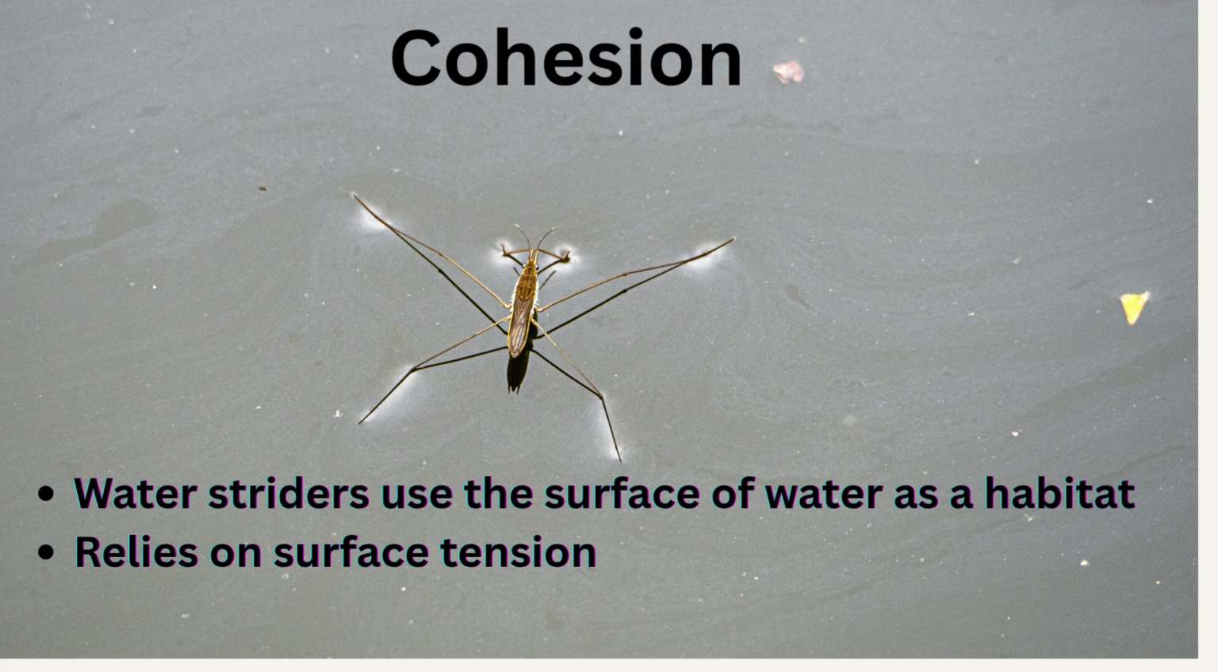As water molecules stick to each other, this creates a surface skin on the water. We call this surface tension. It allows some organisms to use the surface of water as a habitat. The example shown here is a predatory insect called the water strider, and it can move along the surface of water with ease. Think also of lily pads floating on the surface of water.